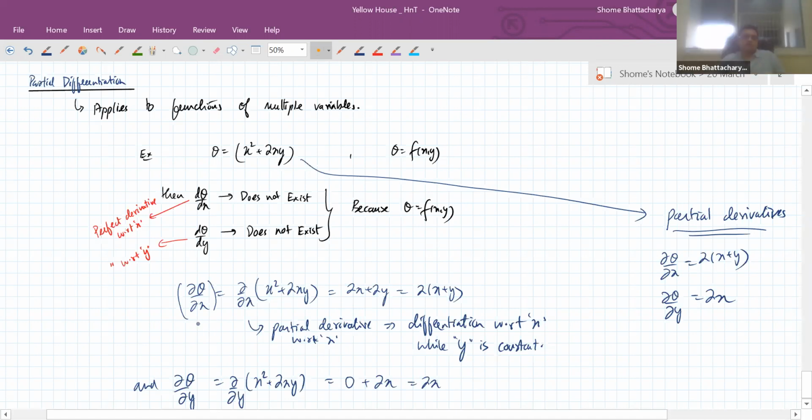The first thing that we're doing, del by del x, is differentiating this with respect to x, but as if y is a constant. So differentiation of x square with respect to x is 2x. Differentiation of 2xy as if y is a constant is nothing but 2y. So is this clear, beta?